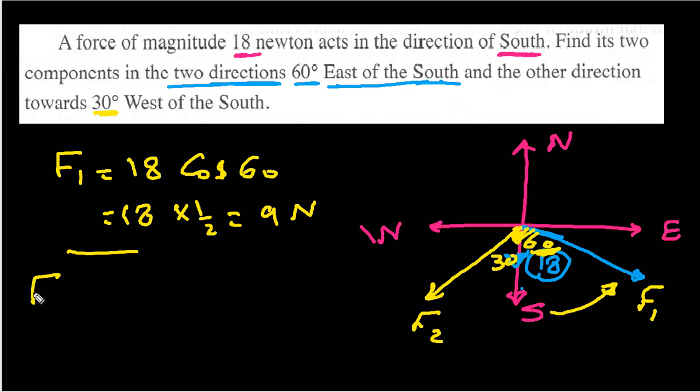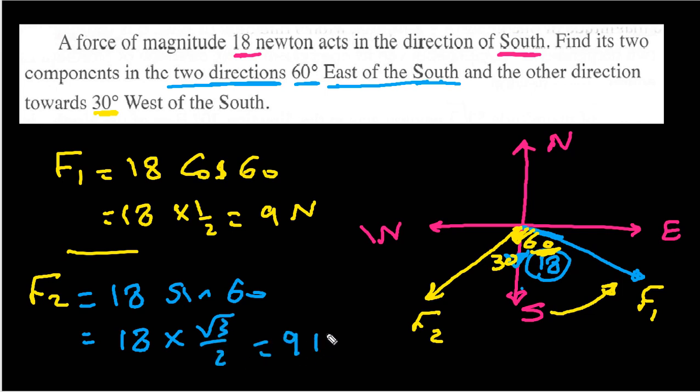But what about F2? The second component is what? It will be 18 sine 60. It will be 18 times root 3 divided by 2. It will be 9 root 3.